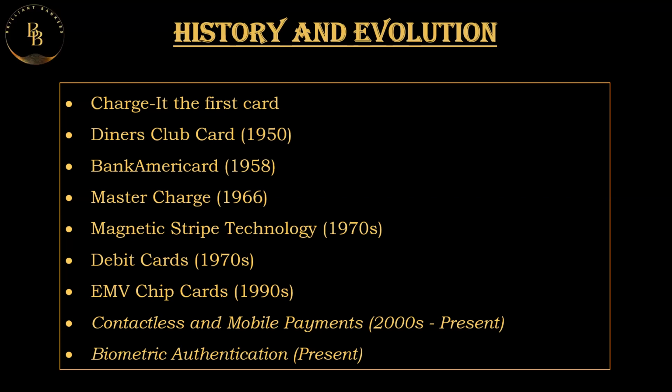So EMV chip cards. This was a collaboration developed by all the three to start a new technology of chip card technology. The microchip embedded in the card enhanced the security by generating unique transaction codes for each use, reducing the risk of fraud when compared to the magnetic stripe technology.